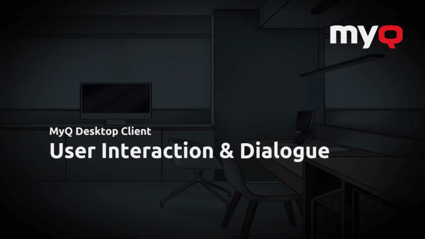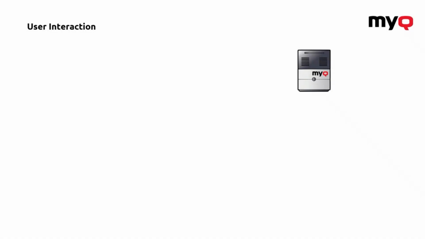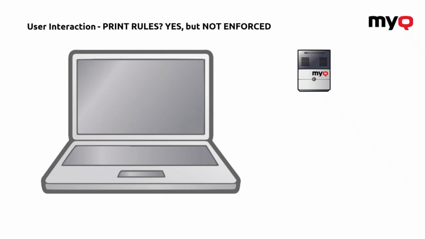Now there's one last mode of the MyQ Desktop Client, and that's the user interaction and dialog option, which can be used in a case where you would like to apply print rules, but you do not really want to enforce them. You just want to inform the user that something is happening in the background, and then, for example, they should save paper or not print in color if they don't really need to.